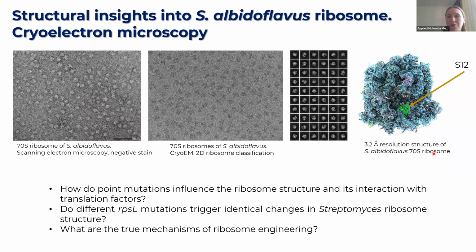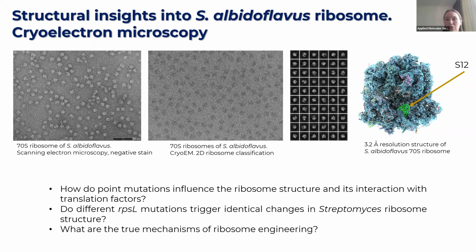So, for the first time, we saw Streptomyces albidoflavus ribosome, at first using scanning electron microscopy, then using cryo-EM. More than 9,000 2D images like this were taken, and ribosomes from these images were extracted and classified. So these are our ribosomes extracted and classified. And finally, we have reconstructed the 3D structure of Streptomyces albidoflavus wild-type ribosome.